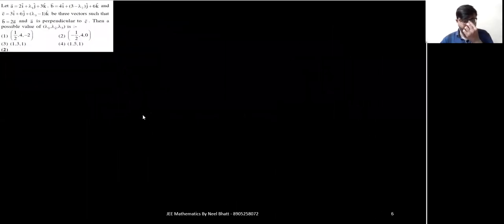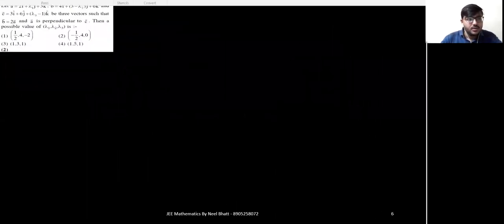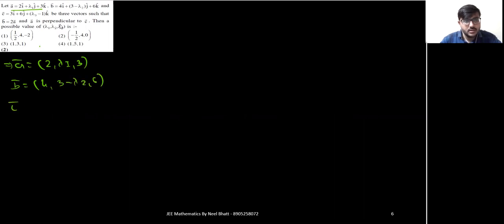Then the next question we have been given: three vectors are given to us. a bar is (2, lambda, 1), b bar is (4, 3 minus lambda, 2, 6), and c bar is (3, 6 lambda, 3, minus 1). They are three vectors such that b bar equals 2a bar, and a bar and c bar are perpendicular to each other.